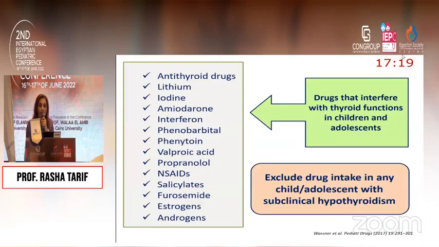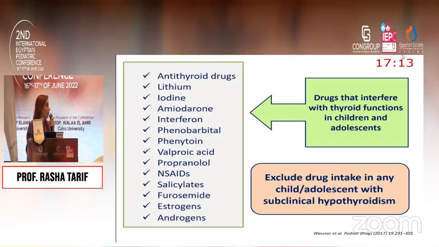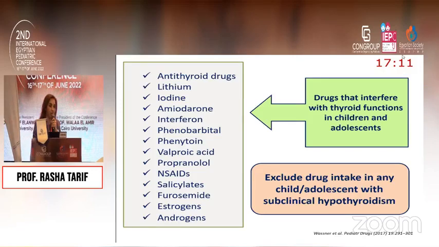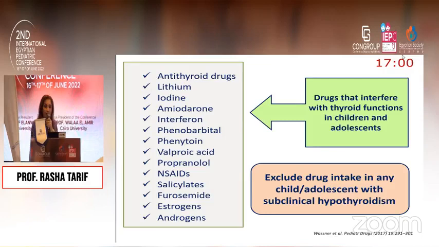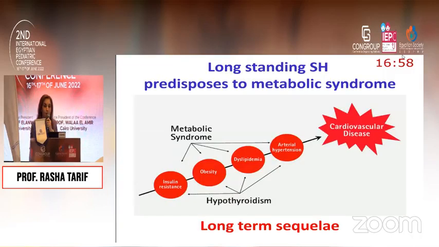And please remember to exclude drug intake in any child or adolescent with subclinical hypothyroidism, because you can see in the box on the left side a very long list of drugs. On top of the list is antithyroid drugs, amiodarone, anti-epileptics, and other drugs that could predispose to subclinical hypothyroidism.